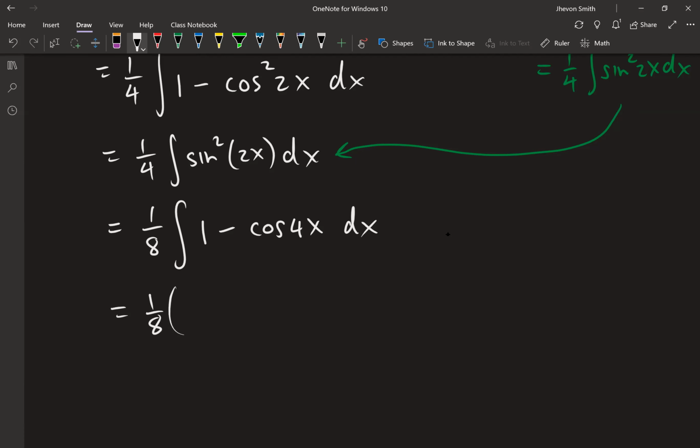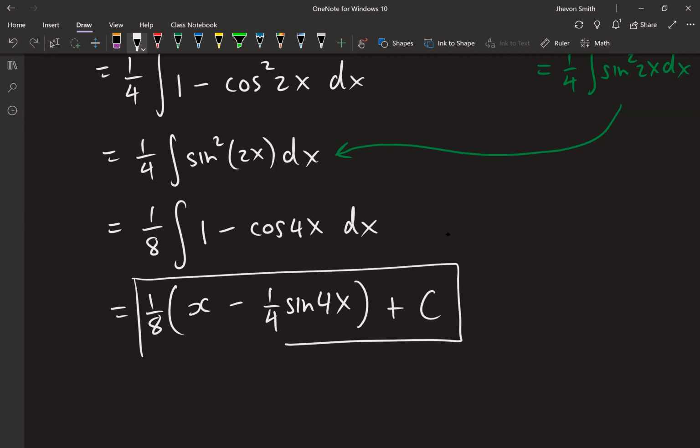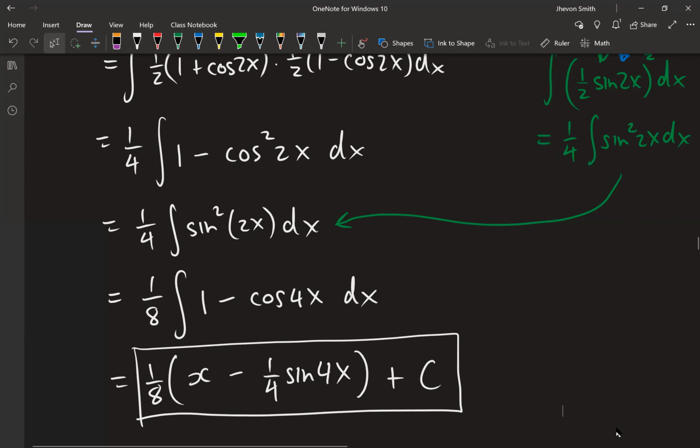Then of course here, you're going to do the integral. The integral of 1 is x, because it's dx. The integral of cosine 4x is 1/4 sine of 4x. That's that guy. So that's how we would deal with this example.